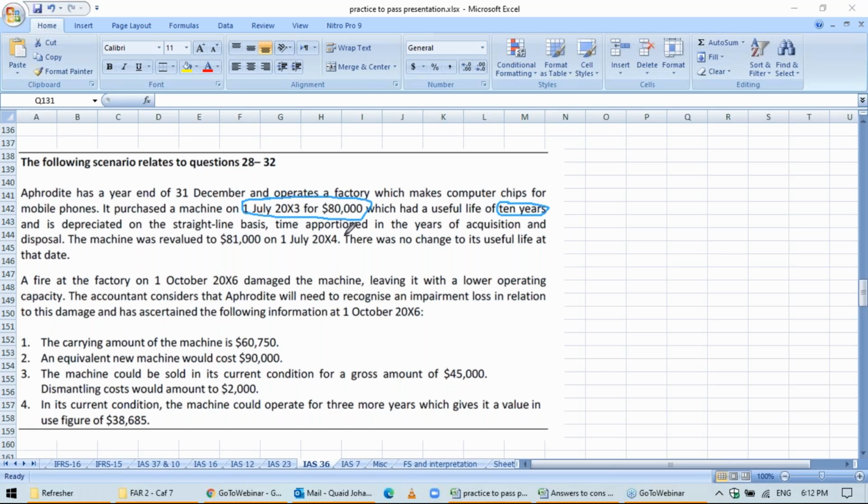on straight line basis, right, and on time apportionment basis, and the machine was revalued on 1st of July 2004, which means in 1 year's time. So after 1 year, it was revalued to 81,000. So this is the basic story about the machine in the first paragraph.